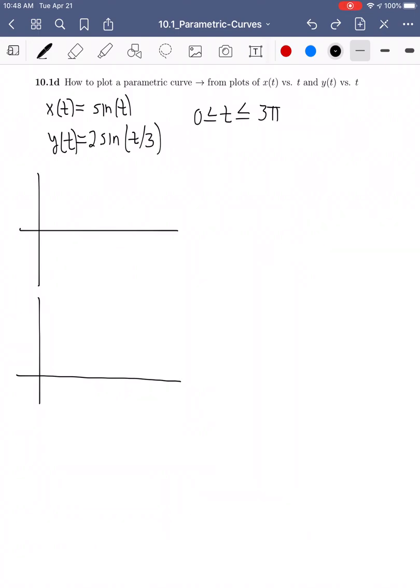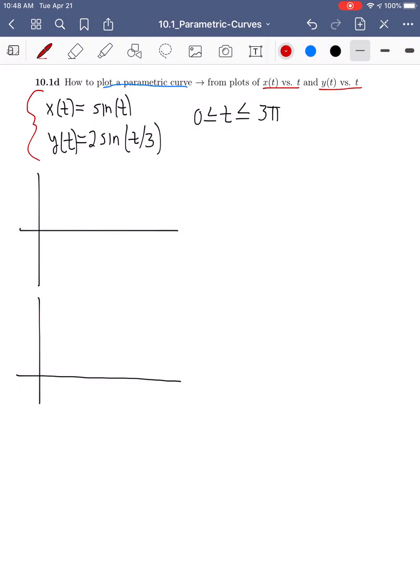Here we're going to show how to plot a parametric curve. Not using a table though, we're going to directly plot the parametric curve from plots of x versus t and y versus t individually. And the particular example we're going to do today is x of t equals sine of t and y of t equals 2 sine of t over 3 between t values of 0 and 3 pi.